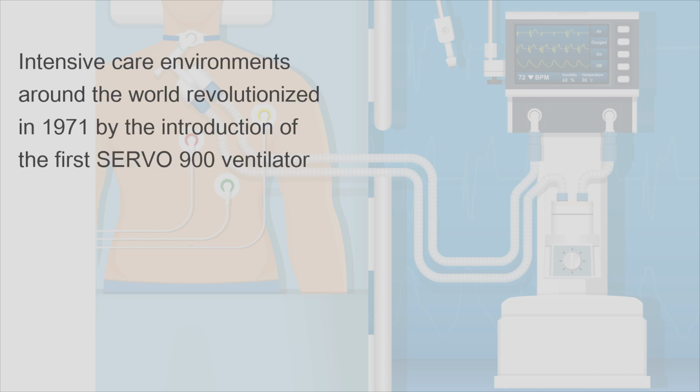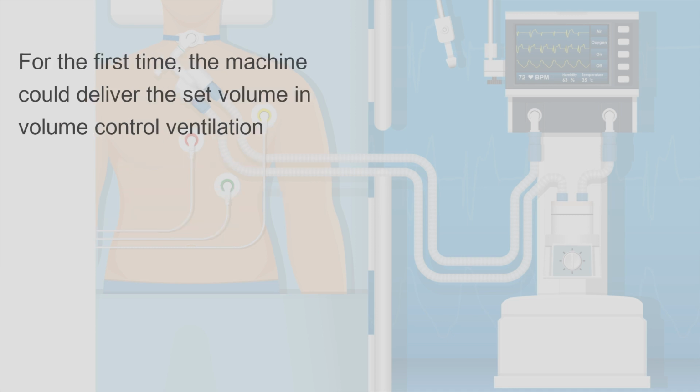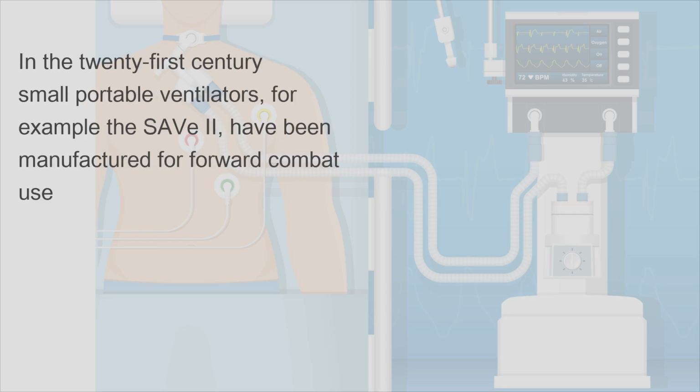Intensive care environments around the world were revolutionized in 1971 by the introduction of the first Servo 900 ventilator. It was a small, silent, and effective electronic ventilator, with the famous servo feedback system controlling what had been set and regulating delivery. For the first time, the machine could deliver the set volume in volume-controlled ventilation. In the 21st century, small portable ventilators, for example the Save 2, have been manufactured for forward combat use.